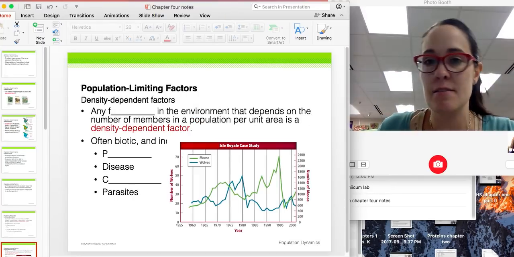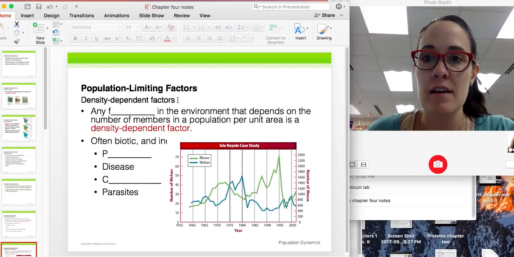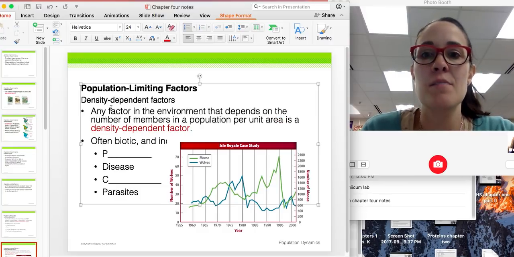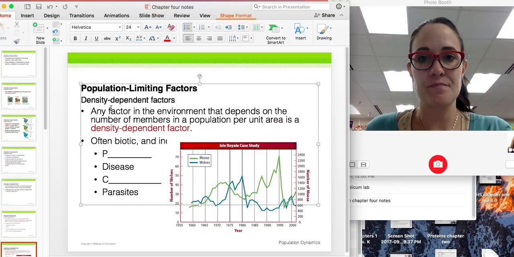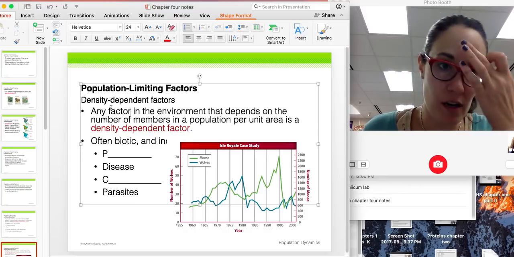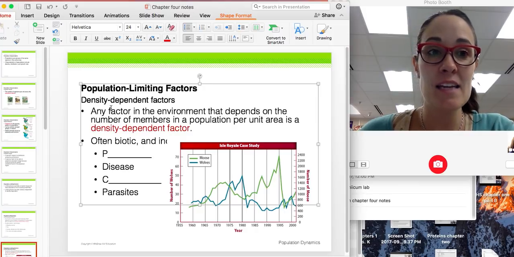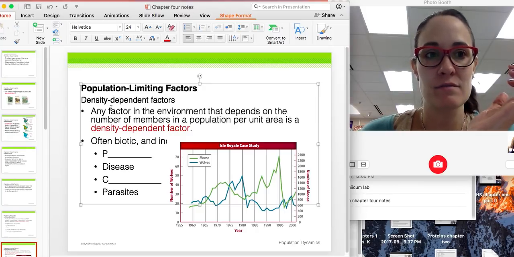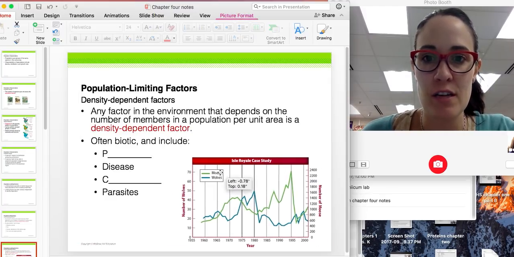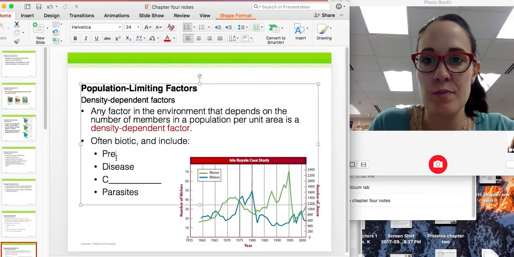Density-dependent factors, okay, so this is a different type of factor that limits population growth. It is any factor in the environment that depends on the number of members per unit area. So for that factor to work, it needs to have a dense population. These factors are usually biotic, meaning living, and the first one is predation.